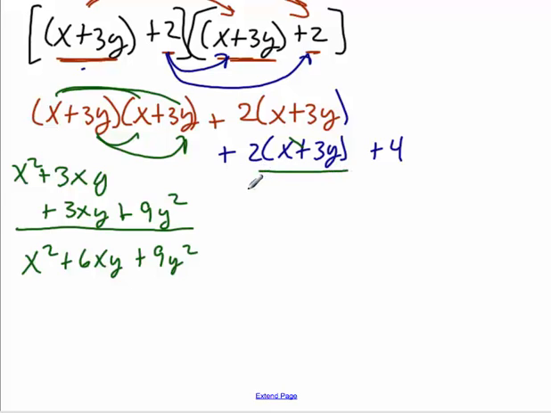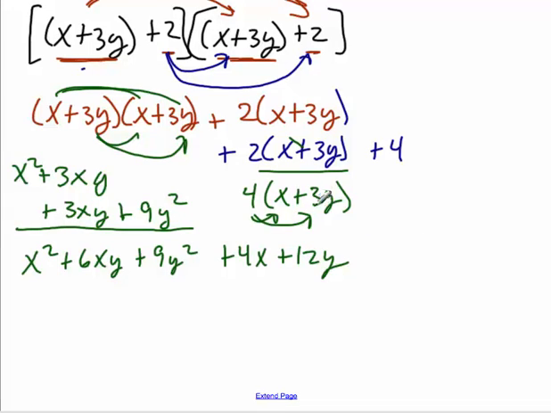of these. So this is equal to 4 of these, right? X plus 3y. And we can go ahead and multiply this out, which would be plus 4x plus 12y. And then we have this positive 4 here.